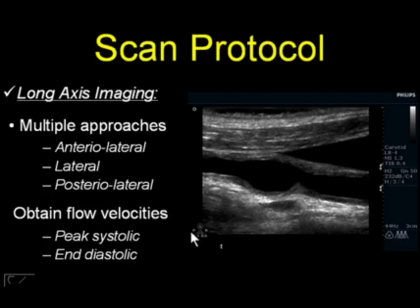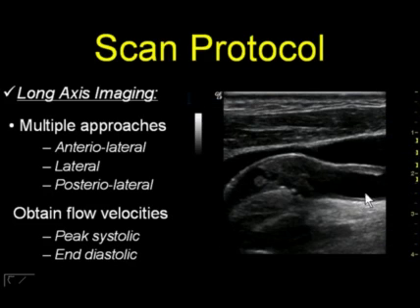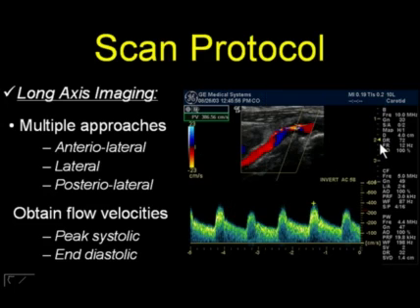And the two measurements that we're interested in, of course, are the peak systolic velocity and the end diastolic velocity. Now in this image here, another long axis image of the carotid arteries, you can see the carotid bifurcation. This is the origin of the internal carotid artery. We can see that we have a relatively heterogeneous plaque with very irregular borders, and this is probably a more dangerous plaque than the one that we noted previously.